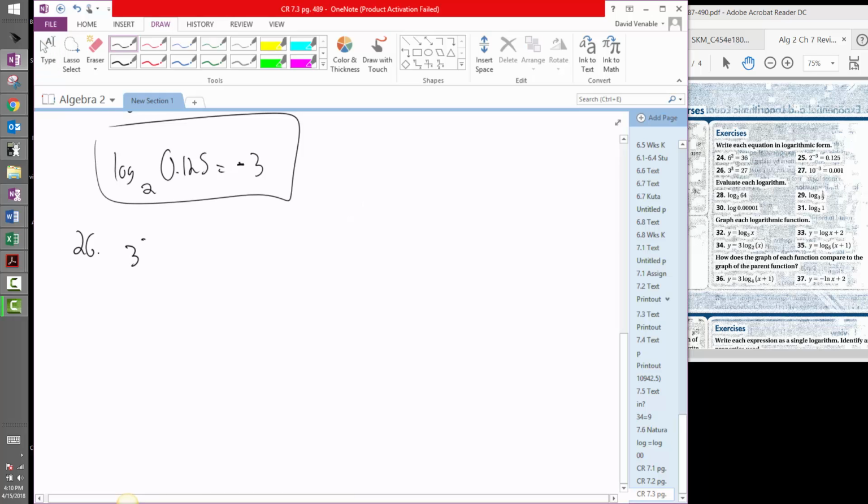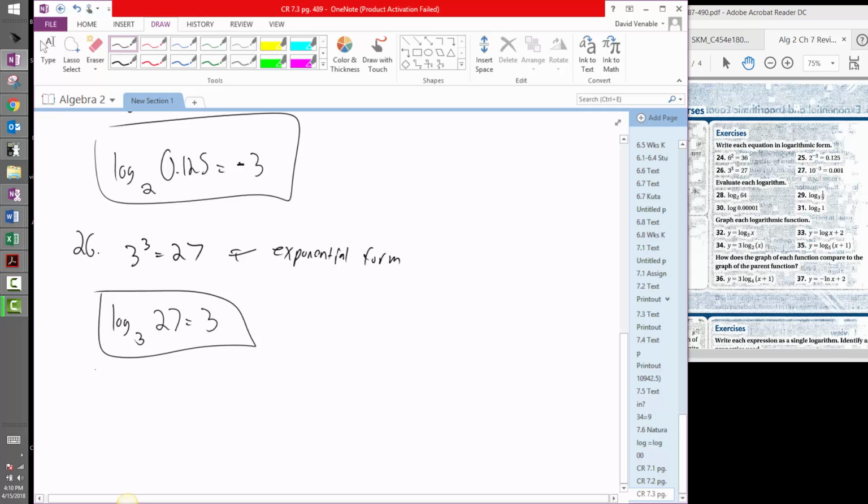Well, we have 3 to the third is 27. Now, 3 pops up twice, so in a way you can make a mistake and still get one like this. But this 3 is the one that's the base, in case you're curious. Now, log base 3 of 27 is 3. You raise 3 to the third to get 27. This is the logarithmic form. This thing right here is exponential form. So we're going from exponential form to logarithmic form.